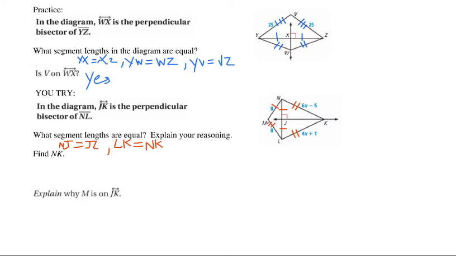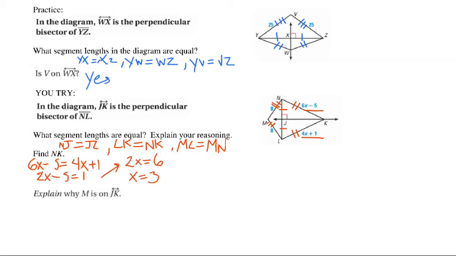To find NK, we need to solve for x first. So you should set these two parts equal to each other: 6x minus 5 equals 4x plus 1. When you solve it, this is what your work should have looked like. You end up getting x equals 3. If we want to find NK, we need to put it back into 6x minus 5. So 6 times 3 is 18, minus 5, and we end up with 13. Next, we need to explain why the point M is on the line JK. That is because it is the same distance from the endpoints of the segment that the perpendicular bisector is cutting in half, so that means that M is on that perpendicular bisector.